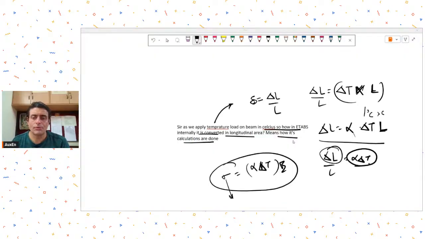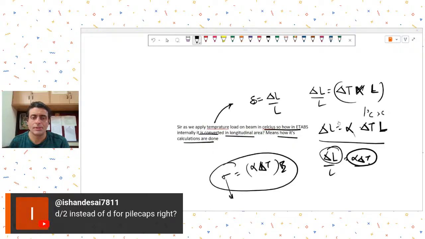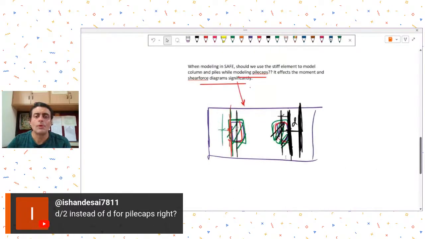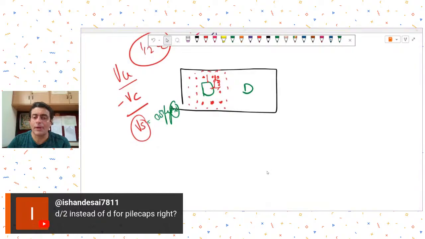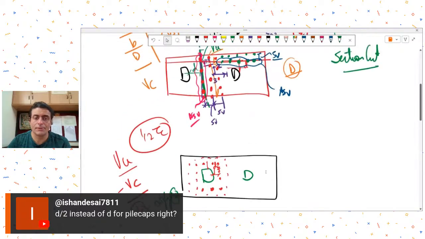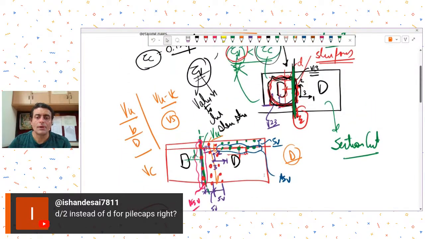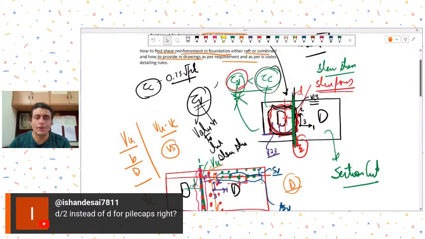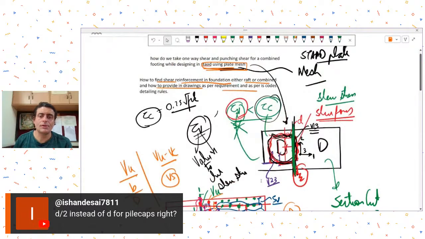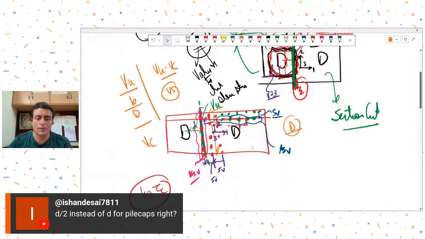So what your software does is, Mr. Ishan is saying divide 2. Yeah, oh sorry, for pile caps, correct, my mistake. I should have written divide 2 because they were saying for pile caps. Let me just make the correction over here.